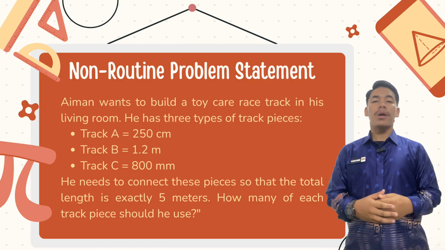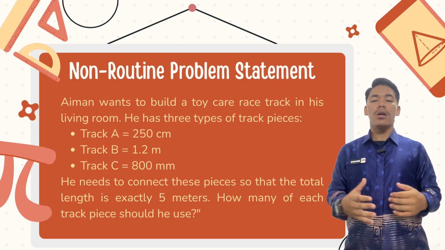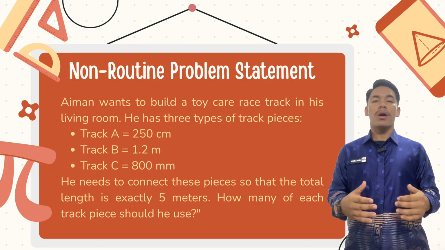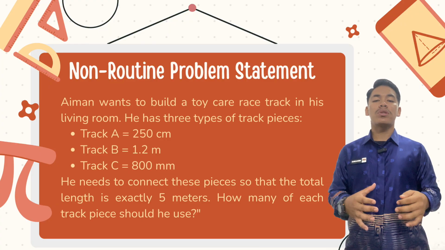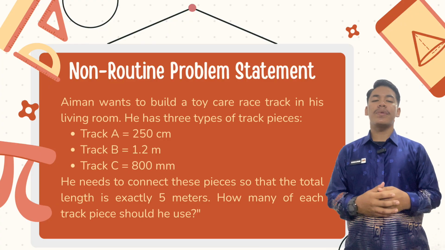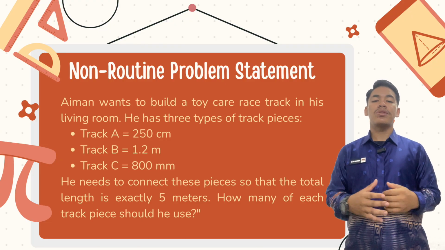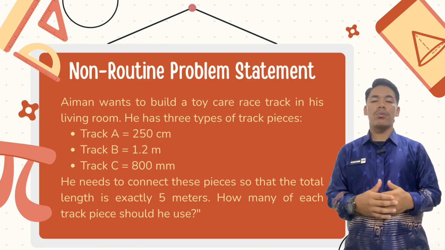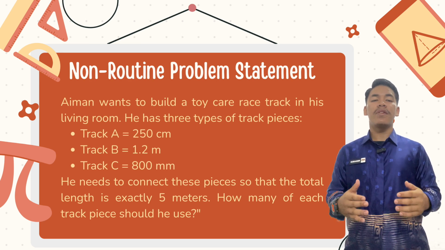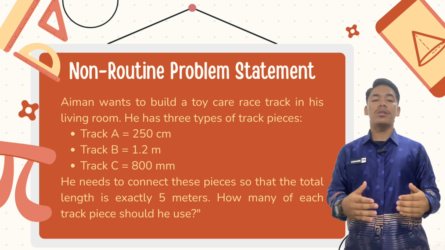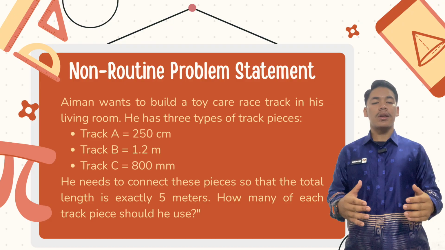Meet Aiman. Aiman wants to build a toy car racetrack in his living room, but he doesn't want it to be just any random track. He wants a professional circuit that is exactly 5 meters long. To do this, he has 3 types of track pieces in his toy box, but there is a catch: they are all measured in different units. As you can see on the slide, there are the materials Aiman has here.